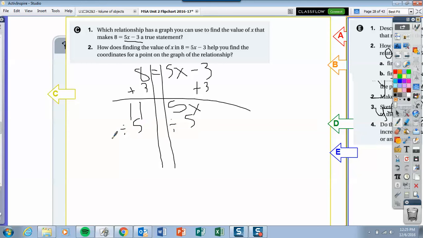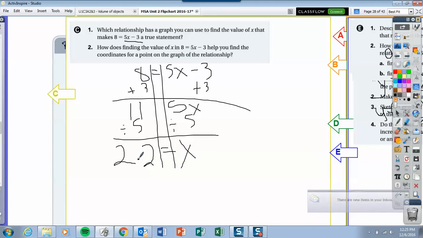And that tells me that x is equal to, you could say 2 1/5, or you could say 2.2. All of those would be the exact same.